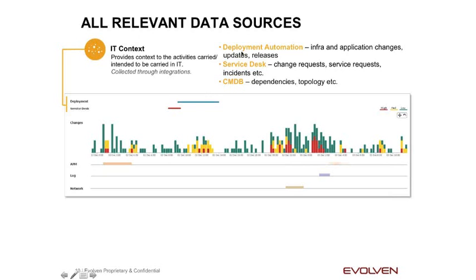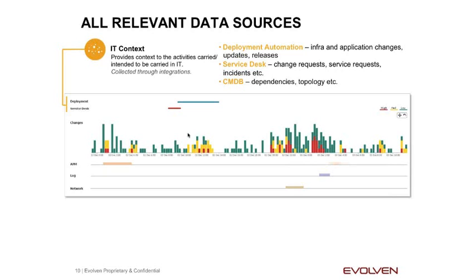So these things could be the deployment automation. It could be a service desk. When we talk about changes, sometimes Evolvin's changes are confused with change requests. We're not a change request management system. That would be your service desk. These are actual changes: individual files or individual parameters within files or results of commands, etc.